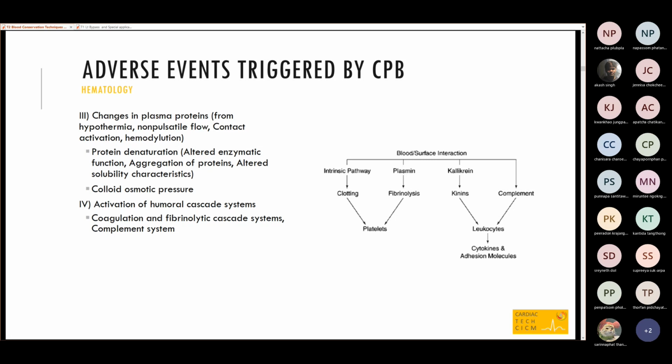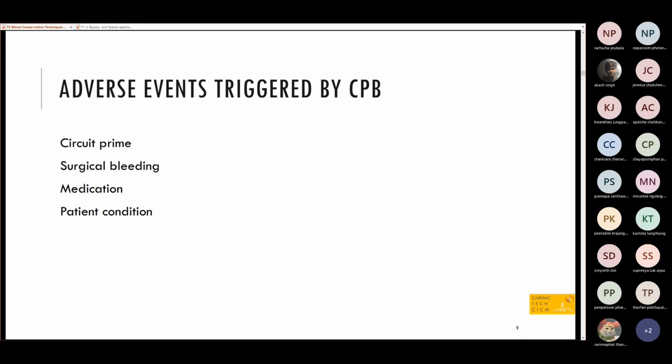And also, we have the hemodilution exchange in the plasma, right? Hypothermia also, which we talked about yesterday. And any cardiac changes. So we need to preserve, to reduce its risks from the CPB. Okay. Here is the summary of the events that may be triggered from CPB.